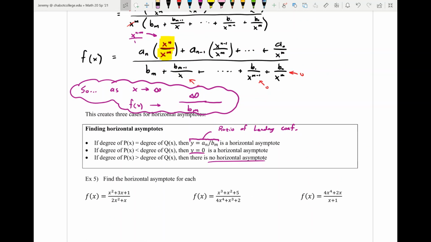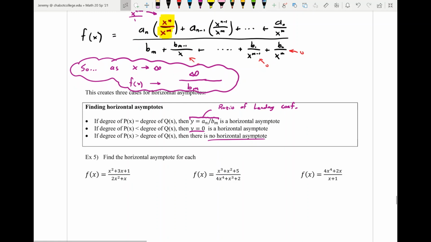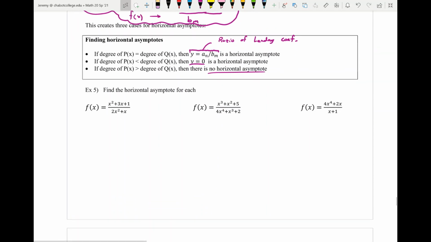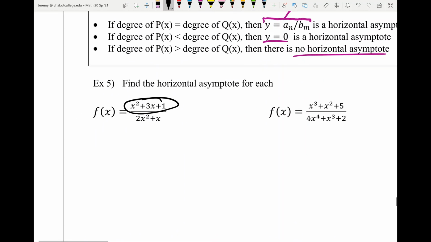So that was kind of a lot. What's important for you to be comfortable with is how we apply this knowledge to learn about horizontal asymptotes. So we're going to look into that in example 5. We want to find the horizontal asymptote of each. So for this first one, we've got this quadratic function x squared plus 3x plus 1 over another quadratic function, 2x squared plus x. So in this case, the degree of the numerator, p, is equal to 2, and the degree of the denominator q is also equal to 2. So these are equal degrees.